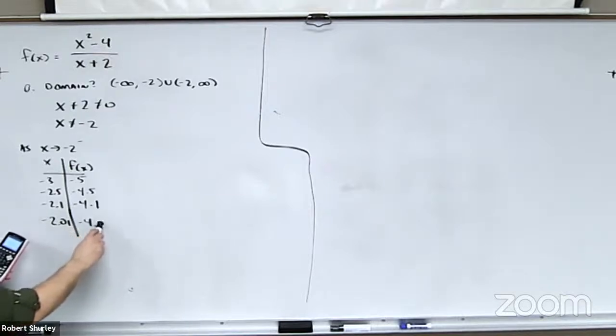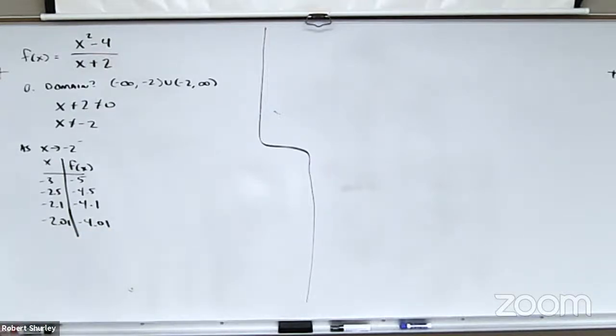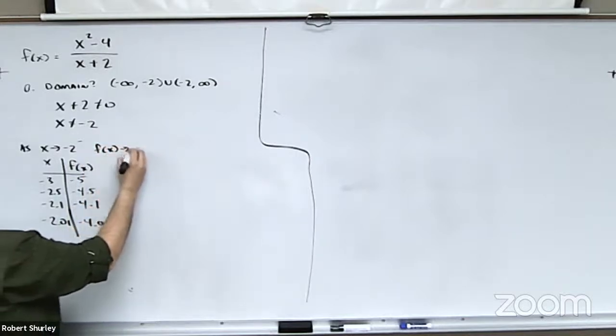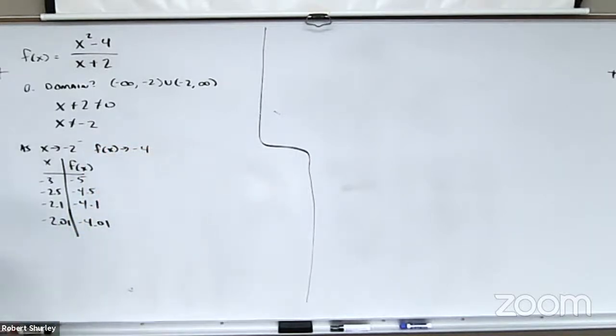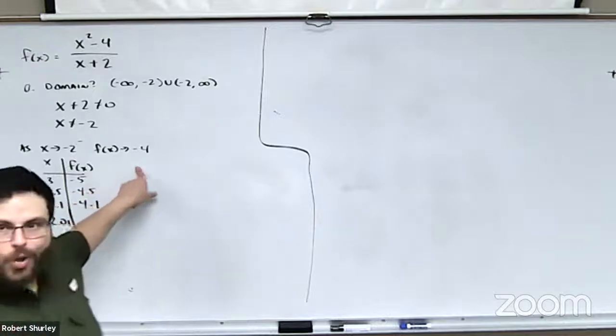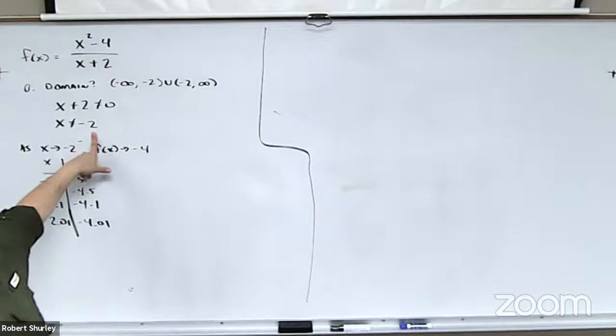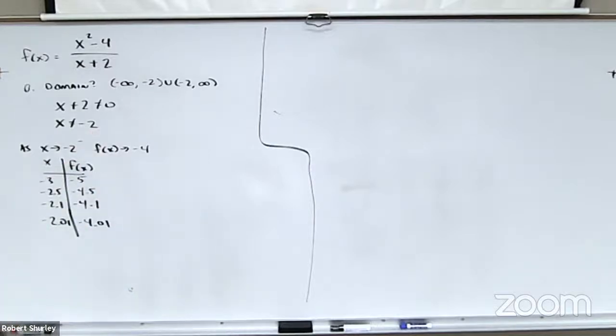We get -4.01. This is headed to a number. This is headed to -4. So as x approaches -2, our function is actually headed to -4. Will it ever get there? No, it will not, because x will never get to -2. It's not in its domain.